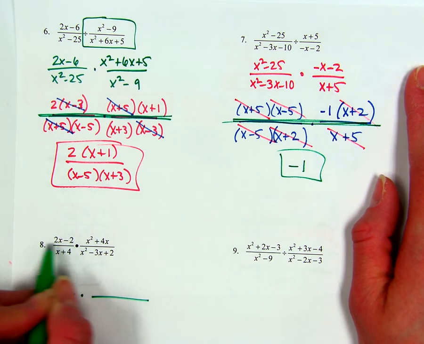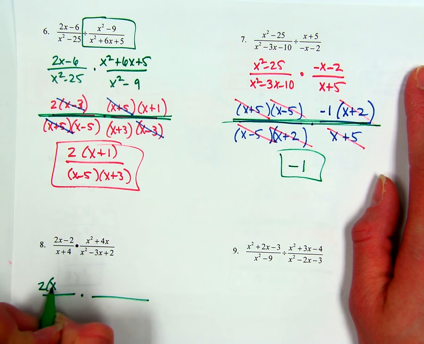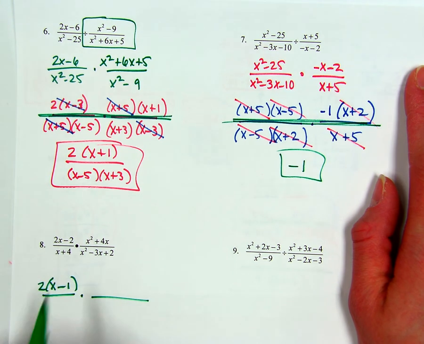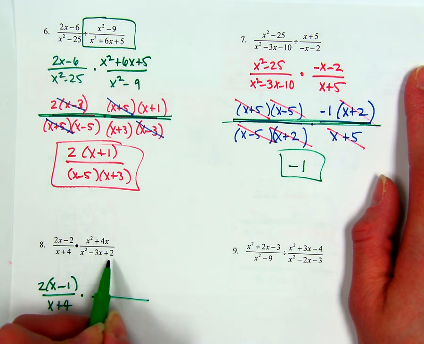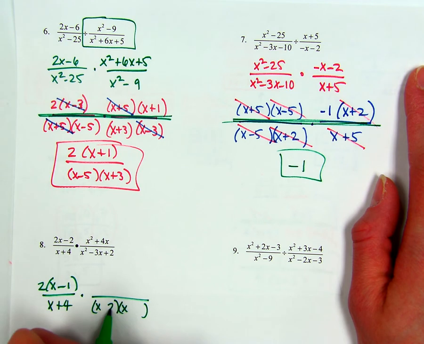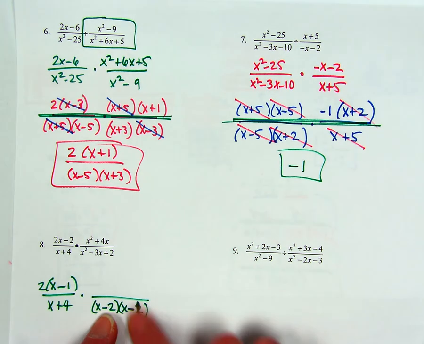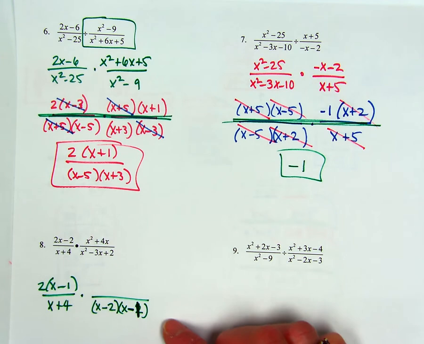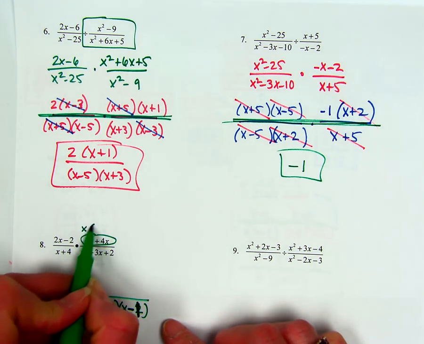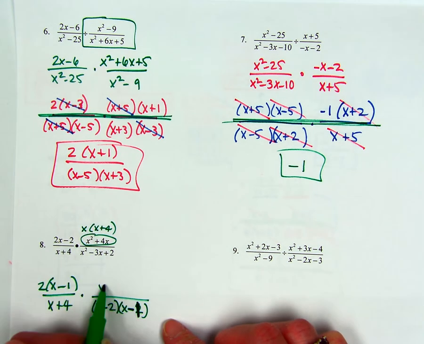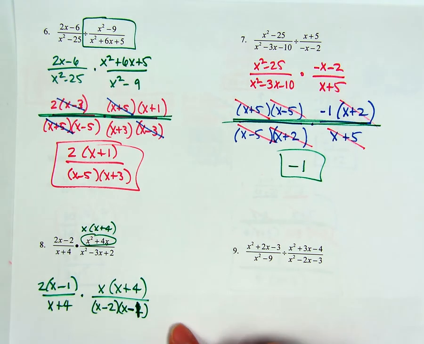Look for a GCF in here. So you could divide by 2. We got 2 times x minus 1. There's no GCF here, so keep that the same. This one is a trinomial, so you look for what multiplies to 2 that adds to -3. So we've got -2 and -1. Those multiply to +2, but they add to -3. Here, you could take out an x. So we're going to do x times x plus 4. Notice that there was an x in both. That's how I knew to take out a GCF.